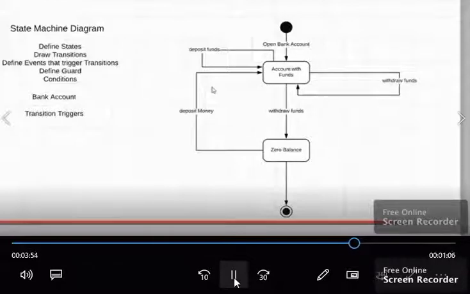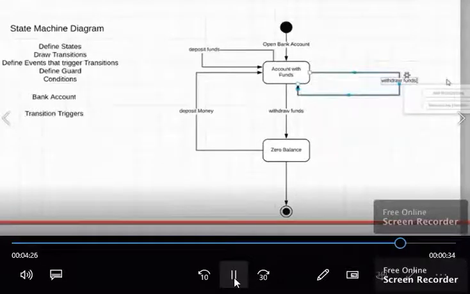Now next, see what happens is that these transitions are occurring. They are allowed. However, certain transitions will occur with some conditions. These conditions are called guard conditions. So, an example of guard condition I'll show you. Now, see, we can withdraw funds in the account with fund state.